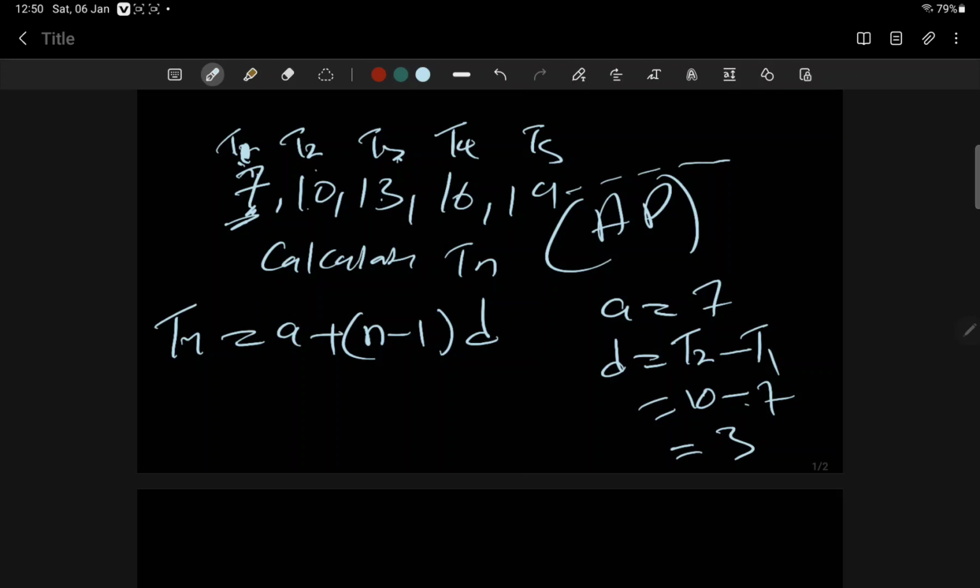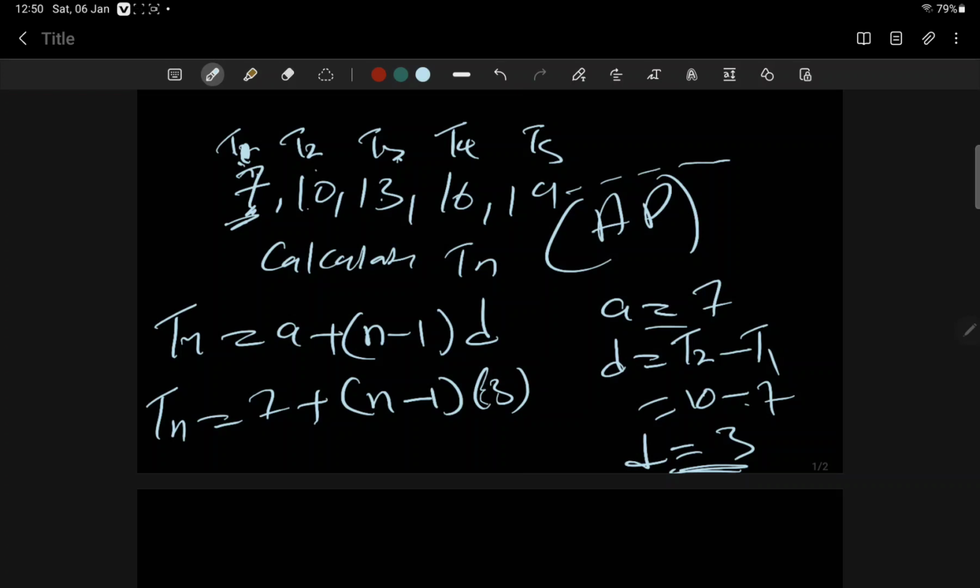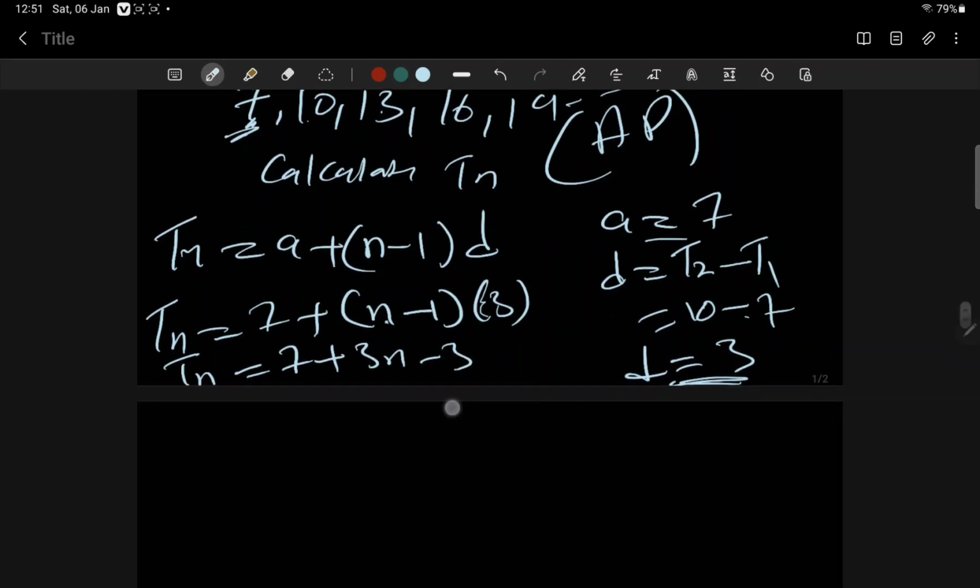Then we plug it back into the formula. The general term is given by the first term T1, 7, plus (n minus 1), then the common difference D, which is 3. Then we have to simplify. Tn equals 7 plus 3 times n, 3n. Negative 1 times 3, negative 3. Tn equals 7 minus 3, that is positive 4. Then this is 3n, positive 4.